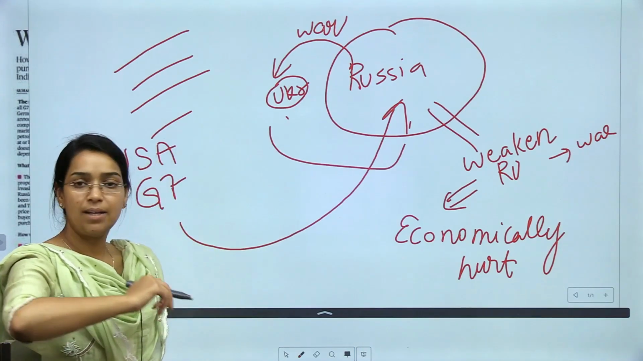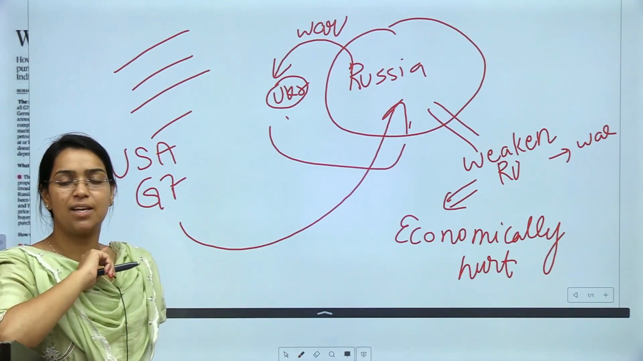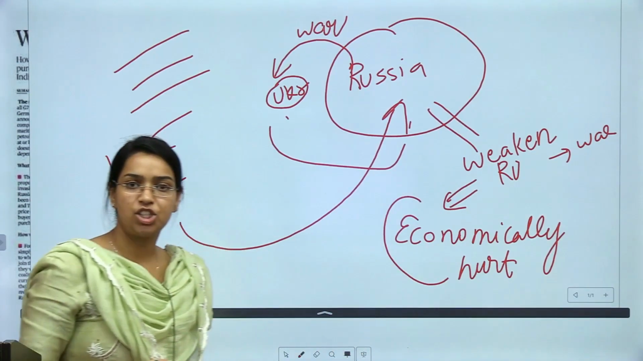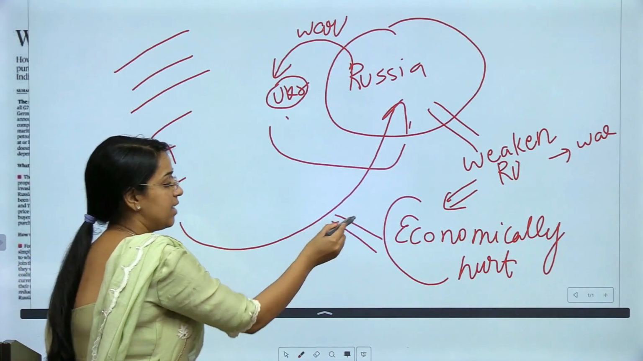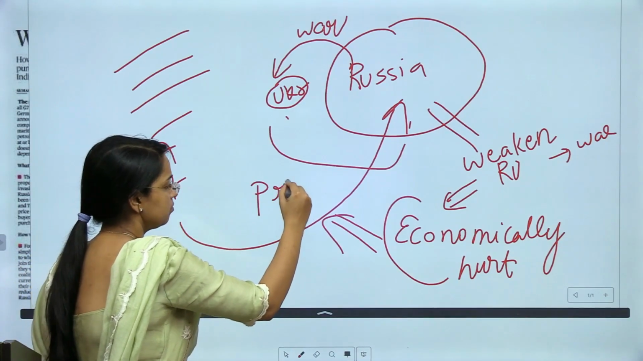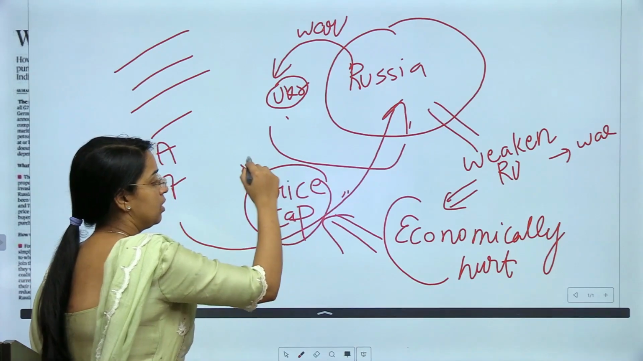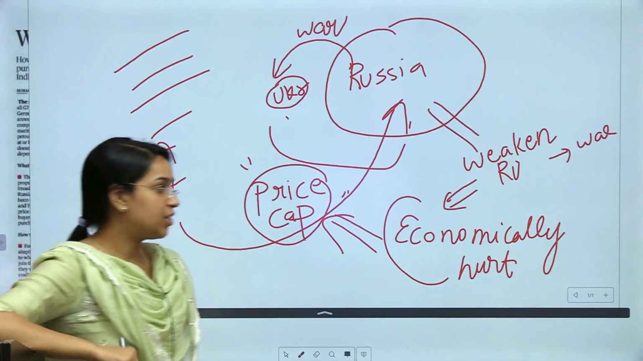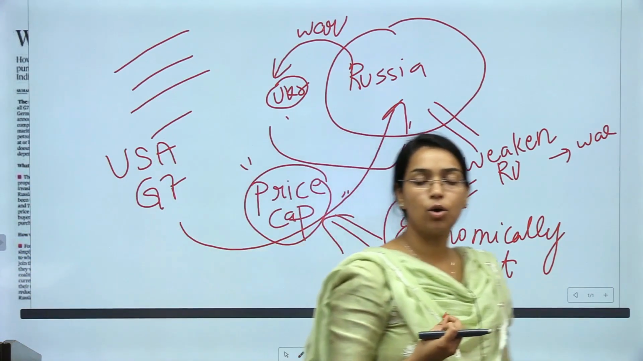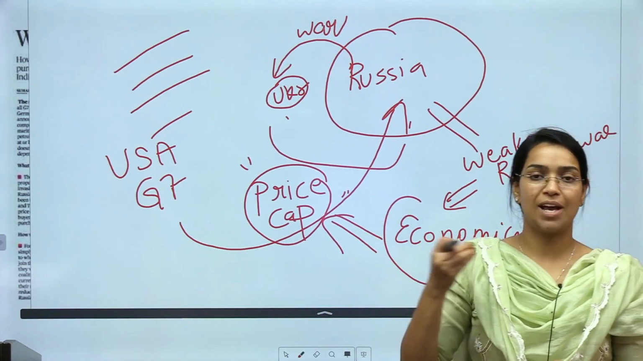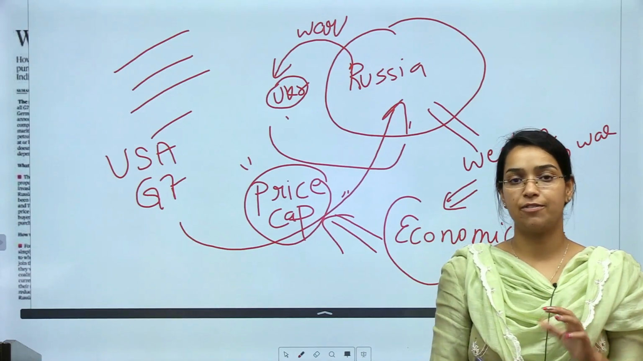So that is why the Western countries, the USA, the G7 countries, are trying to economically weaken Russia, and for that they have introduced this price cap mechanism. What is a price cap? Russia is very much dependent on selling its commodities like oil and natural gas to the rest of the world to earn its revenue.